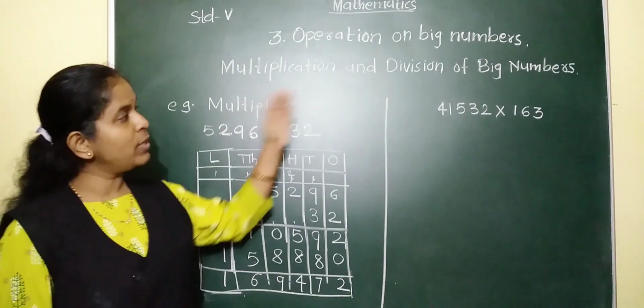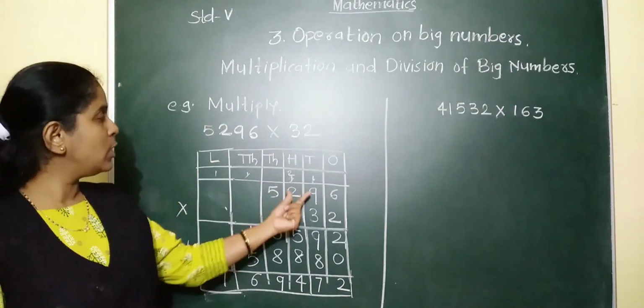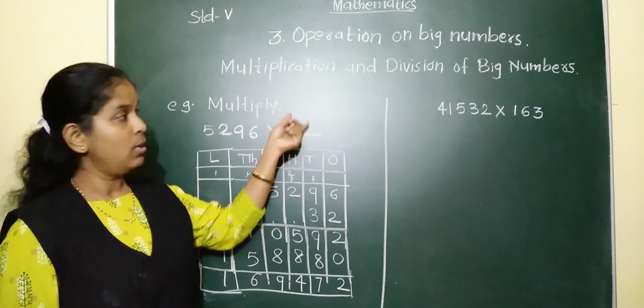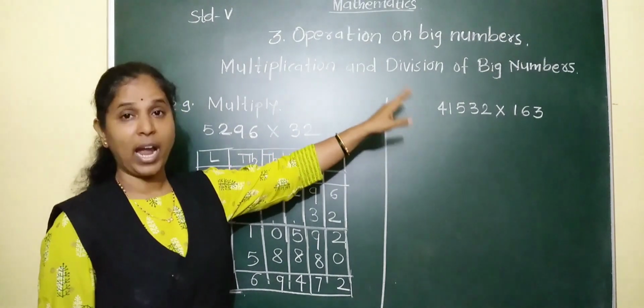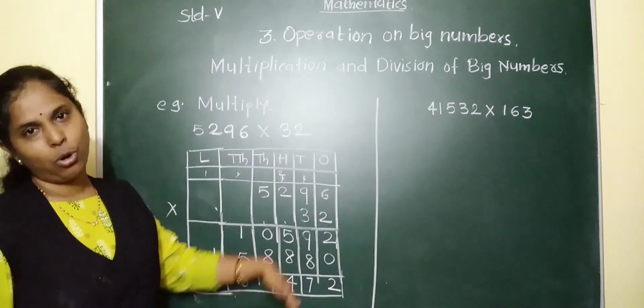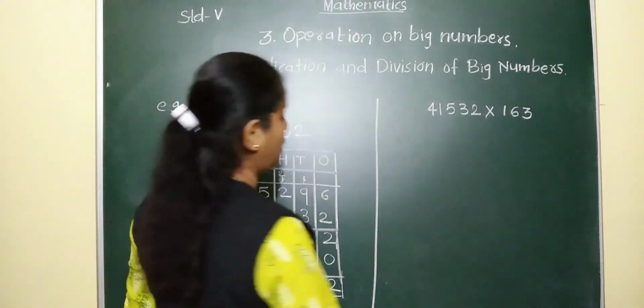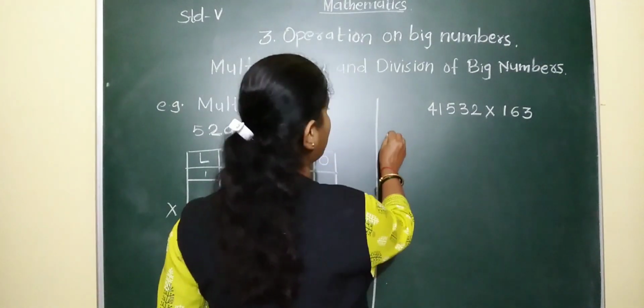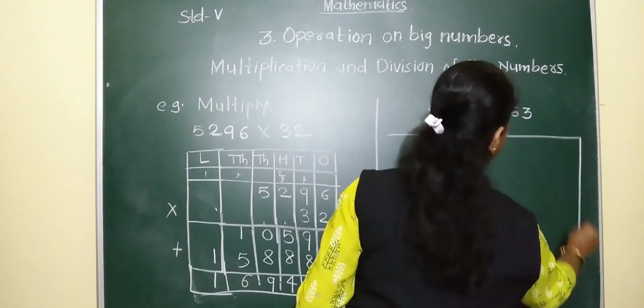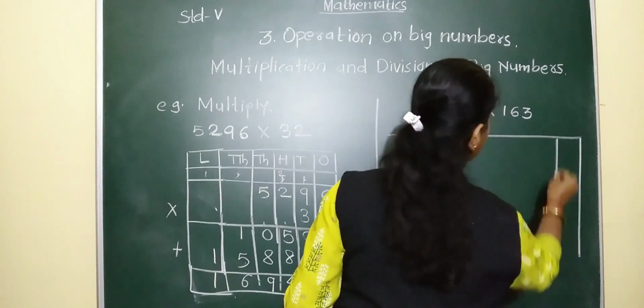Okay. Now we will see how to multiply. This was multiplication of a 4-digit number with a 2-digit number. Now there is multiplication of a 5-digit number with a 3-digit number. The same method we have to follow on that side also. See here, I will first draw the columns here. Okay, we'll draw the ones place and all.